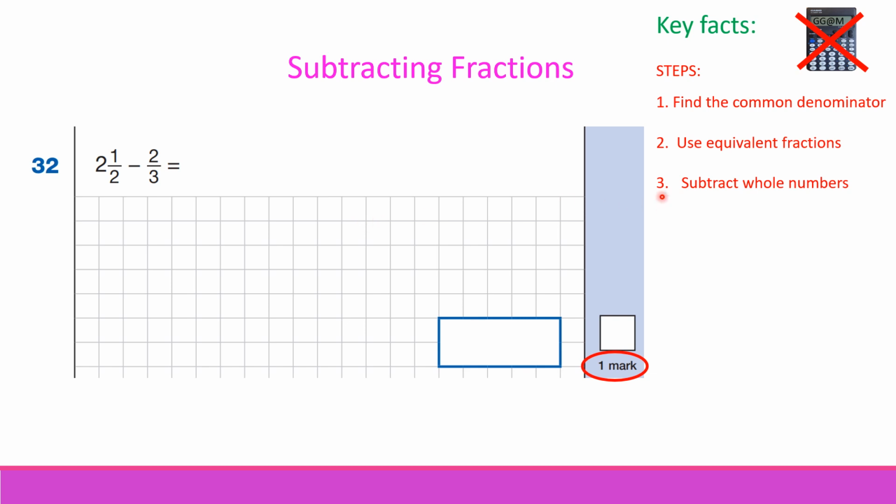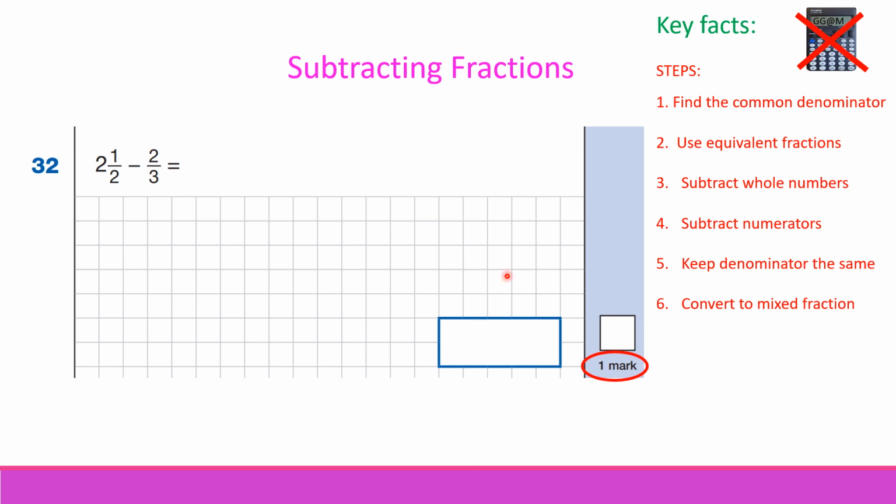You're then going to subtract the whole numbers. So in this case I've got 2 whole numbers here, take away no whole numbers, so 2 take away nothing will just give you the 2. You're then going to subtract the numerators, so these are the numbers at the top, and then your denominator will remain the same, so keep the denominator the same that you've just worked out.